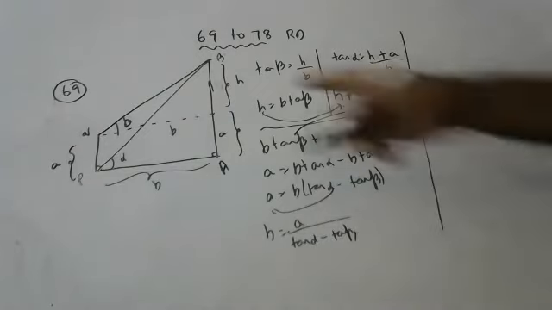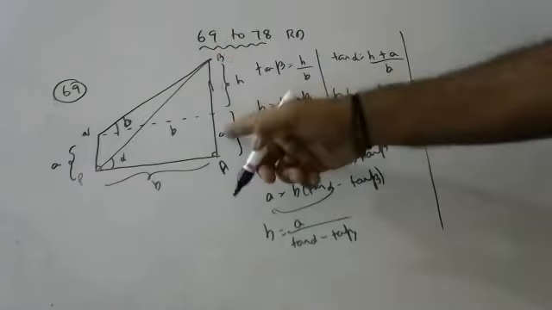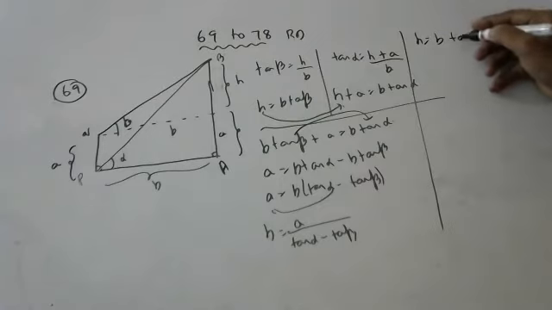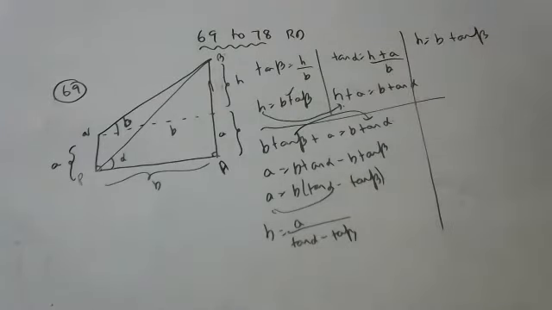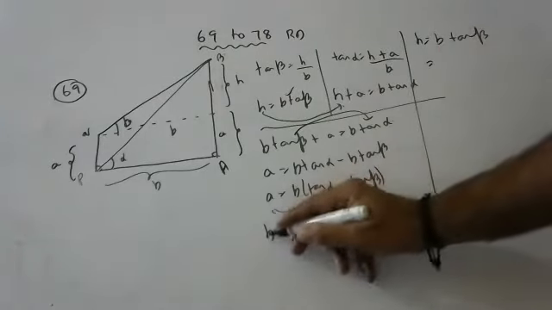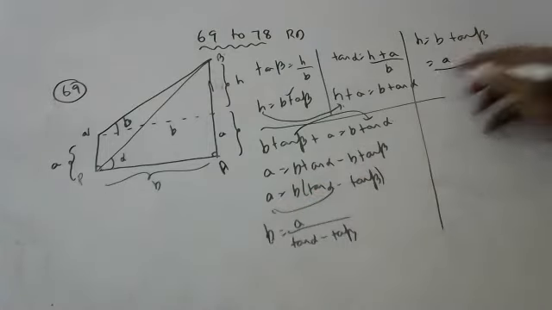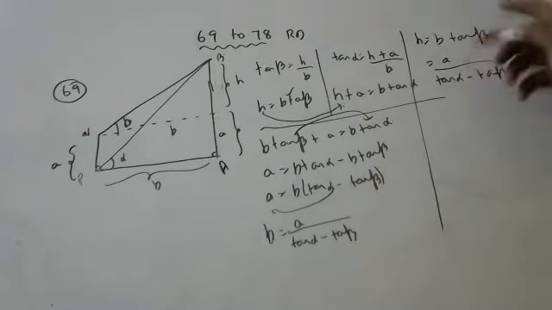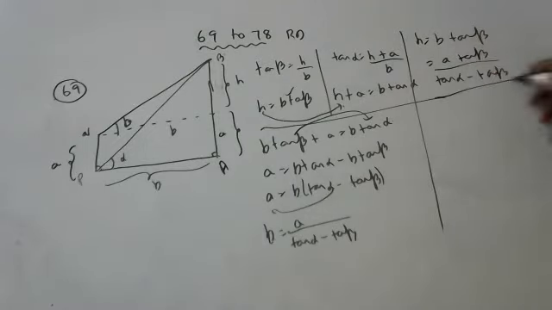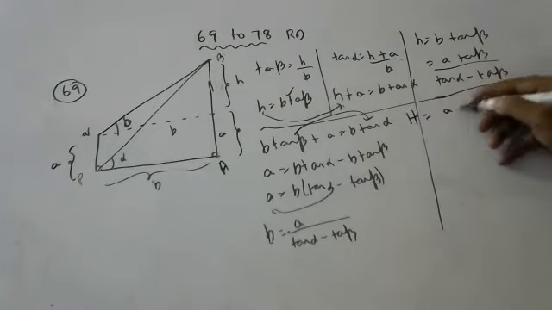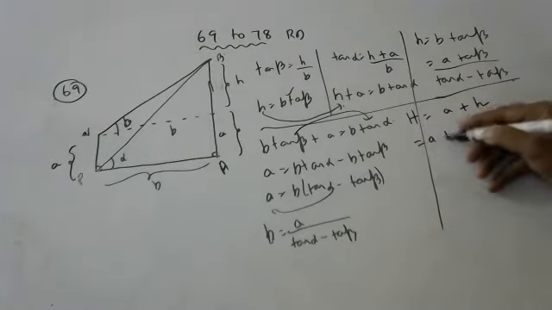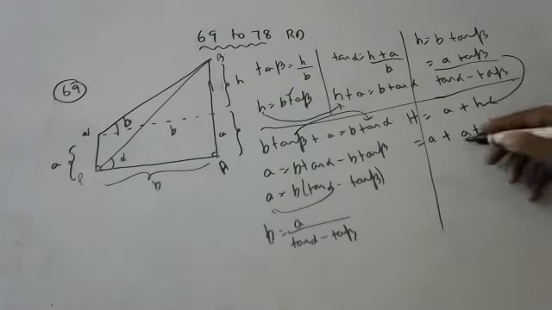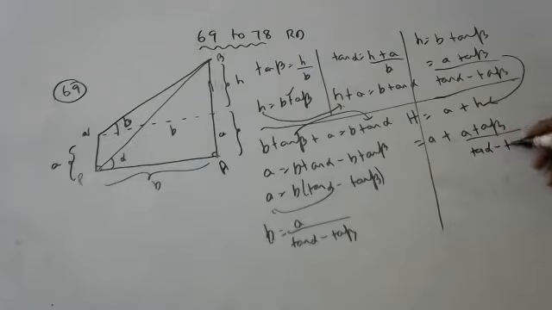Now he asked, we have to find out H, children. Total height of the tower is A plus H. H we should find out. We know H is equal to B tan beta. So how much did we get for B, children? A by tan alpha minus tan beta we got already. B into tan beta, this is only H. But if you want the total height of the tower, you should do A plus H. What is the H value? A tan beta by tan alpha minus tan beta. This you substitute here, children.